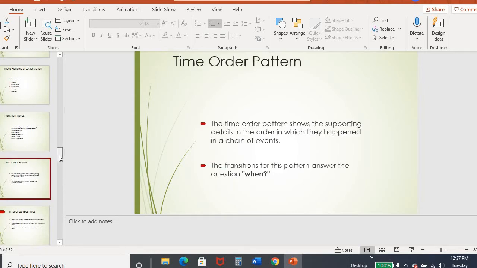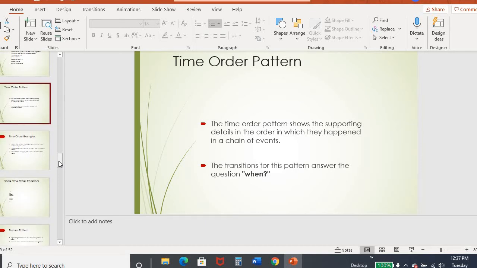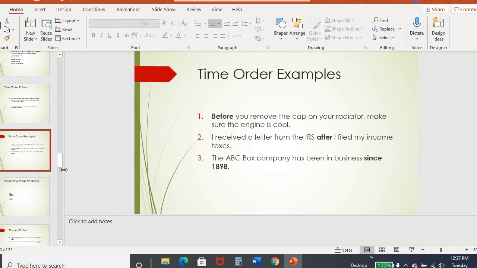Time order, also sometimes called chronological because it goes in order of time. So this answers the question of when. When did something happen? Your history books in school are set up in chronological order most of the time. They will cover a certain time period in time order. And so here are some examples.